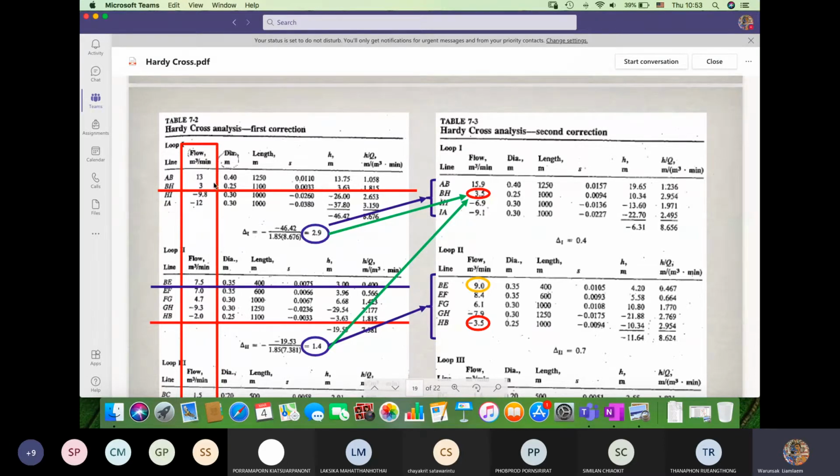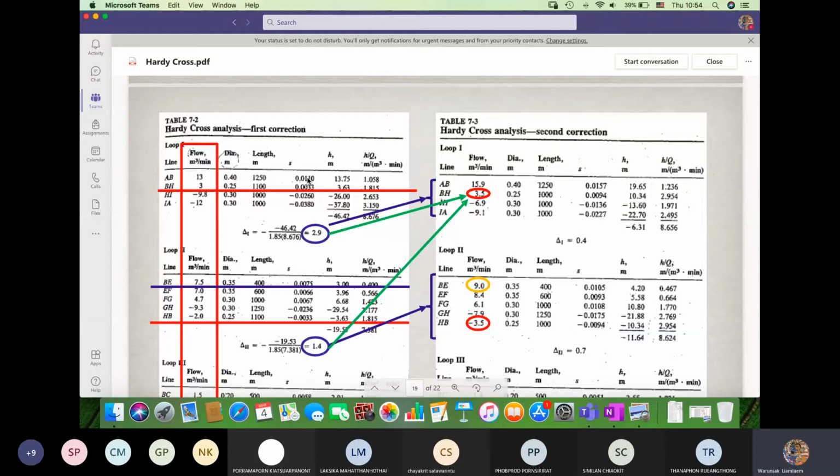So you take this information to determine the slope, then you multiply it by length and you get the head loss, as the head loss divided by L is equal to S. So the head loss of the pipe AB is equal to 13.75. In the next column, if you take 13.75 divided by 13, which is the assumed flow rate, you get 1.058.